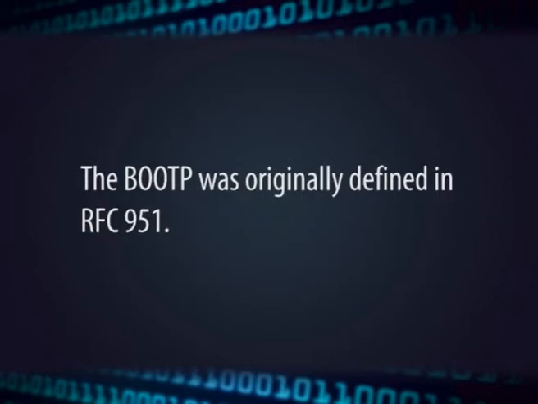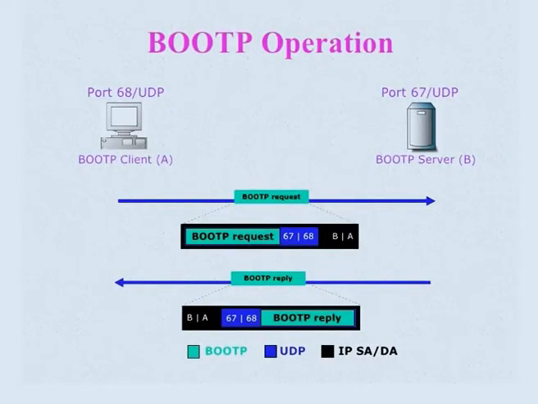BOOTP was originally defined in RFC 951. When a computer that is connected to a network is powered up and boots its operating system, the system software broadcasts BOOTP messages onto the network to request an IP address assignment. A BOOTP configuration server assigns an IP address based on the request from a pool of addresses configured by an administrator. BOOTP is implemented using the User Datagram Protocol, that is UDP, as transport protocol.